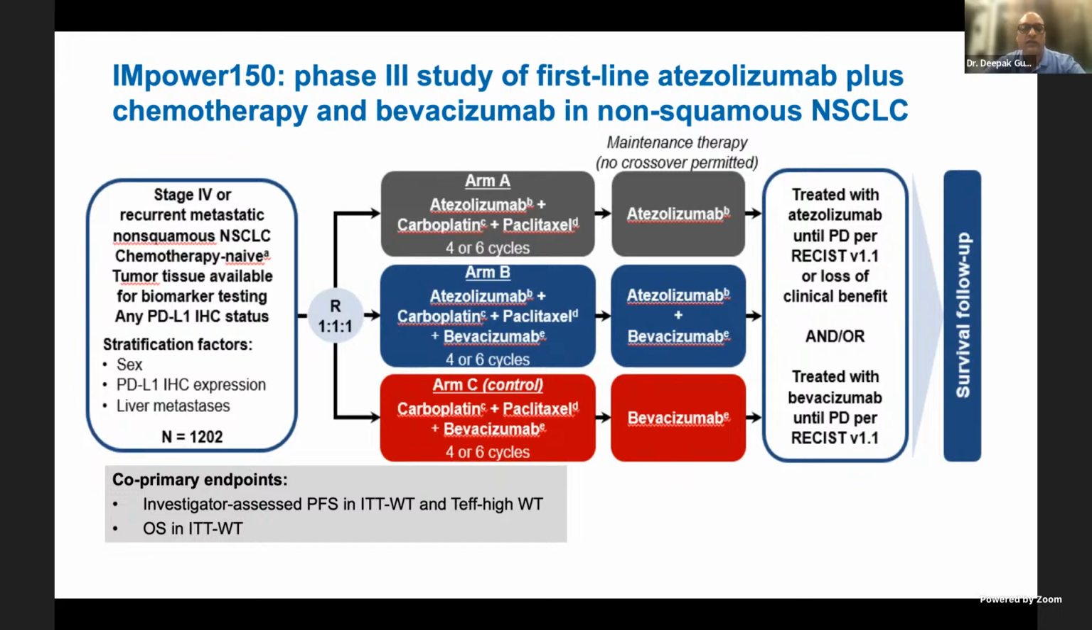And arm A was atezo plus carboplatin and paclitaxel. In this arm, bevacizumab was removed. It was actually planned to compare arm A with arm C to see if atezolizumab can replace bevacizumab or not. In this arm also, atezolizumab was given after completion of chemo as maintenance. So they were treated with atezolizumab until progressive disease, and in the control arm they were treated with bevacizumab until disease progression.